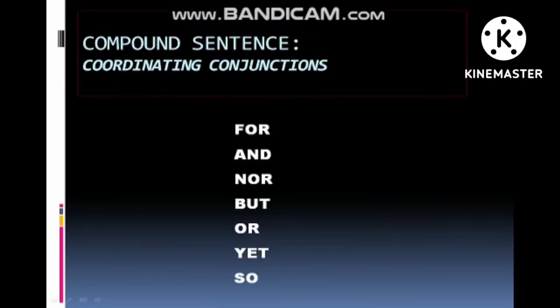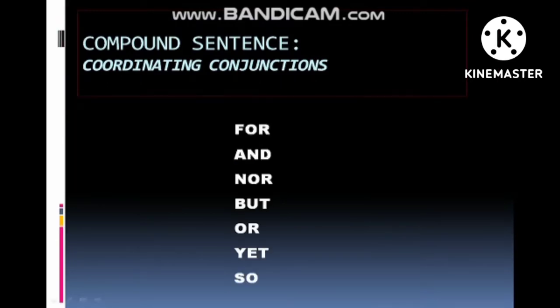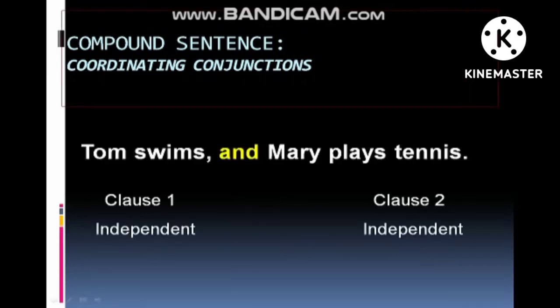Compound sentence with coordinating conjunctions. So the coordinating conjunctions are for, and, nor, but, or, yet. The formula for these coordinating conjunctions: for, and, nor, but, or, yet. FANBOYS.